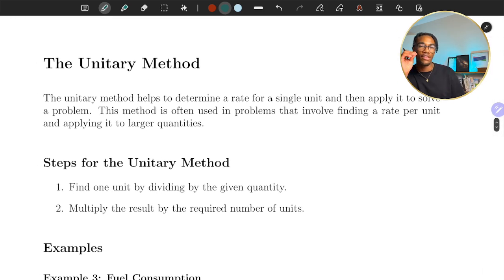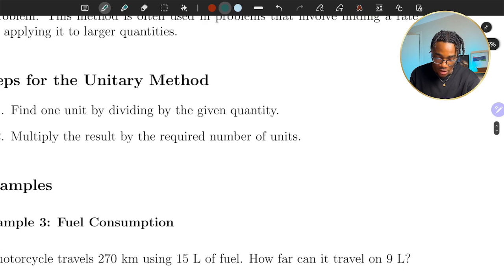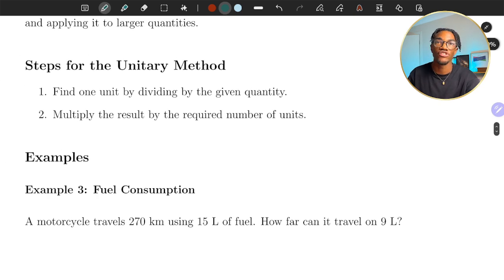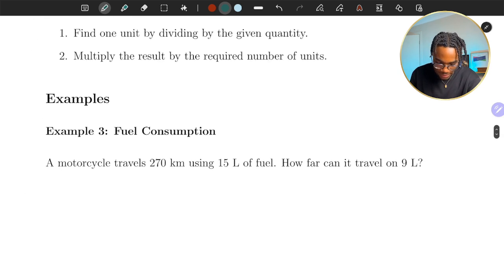All right, the unitary method. This is something you really need to know, because it will probably be in your HSC in regards to rates and ratios. So, what is it? It's basically the way to find a ratio or to find how much is required for something. And we do that by first finding the unit for 1 and then multiplying the result by the required times. And what does that look like?